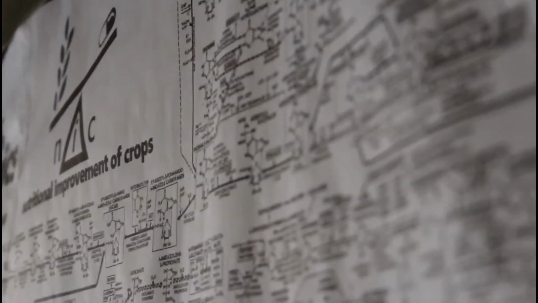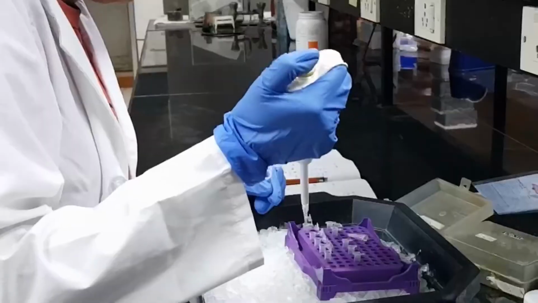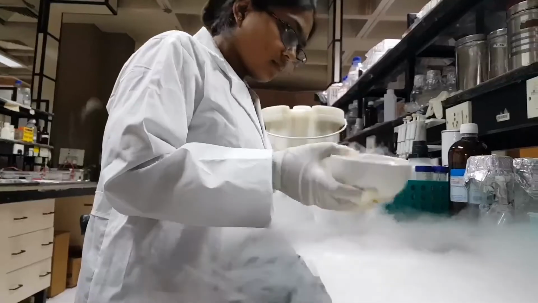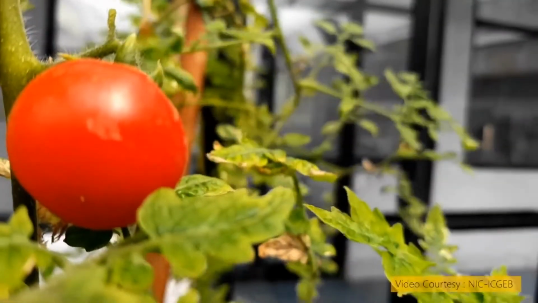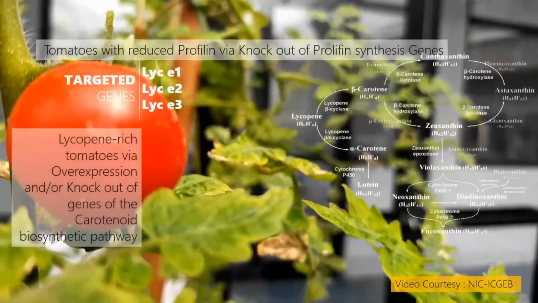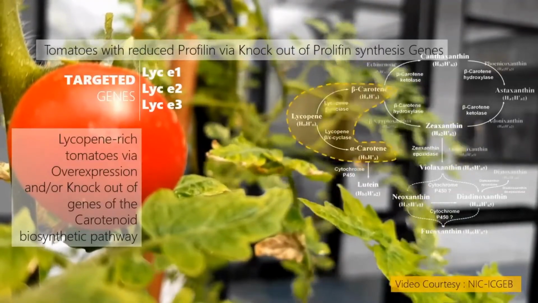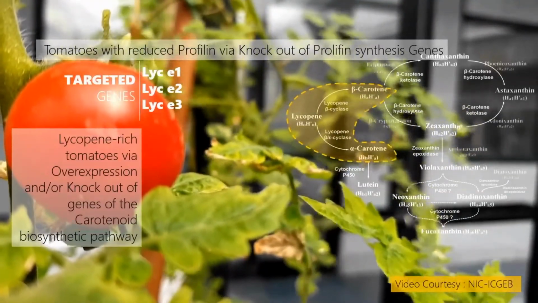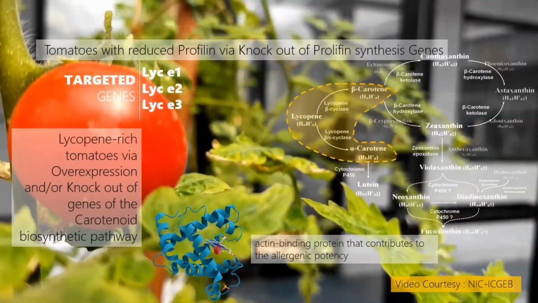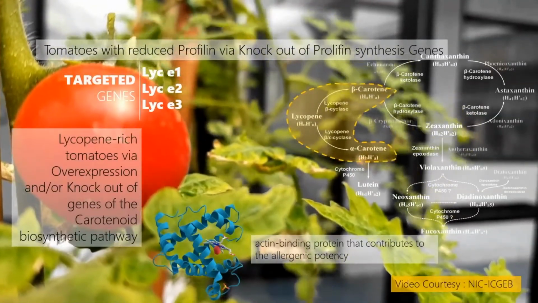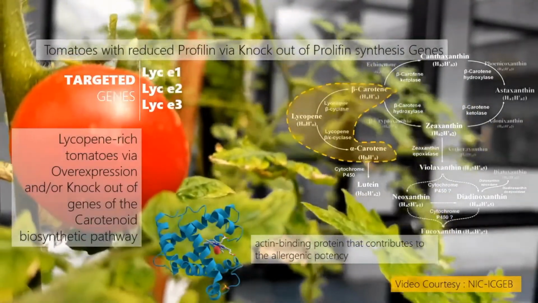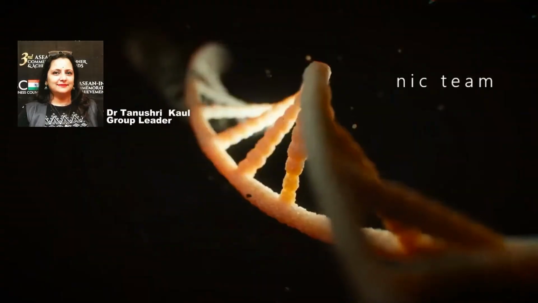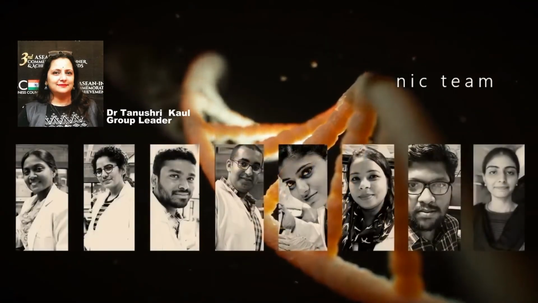By employing the multiplexed CRISPR-Cas9 genome editing approach, the Nutritional Improvement of Crops group at ICGEB is currently in the process of generating cereals with low phytic acid. Further, tomatoes with high lycopene content, a potent antioxidant and scavenger of free radicals that reduces the risk of cancer, as well as tomatoes with reduced allergenicity via reduction in the profilin, a small actin-binding protein that contributes to the allergenic potency of many fruits and vegetables, are forthcoming.